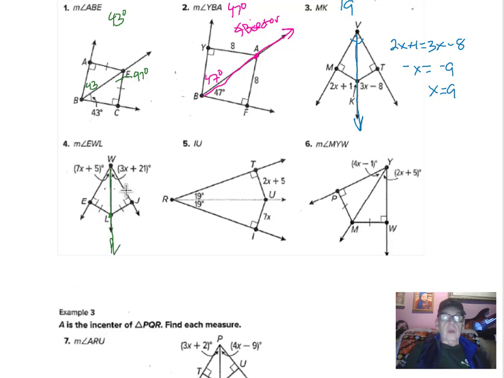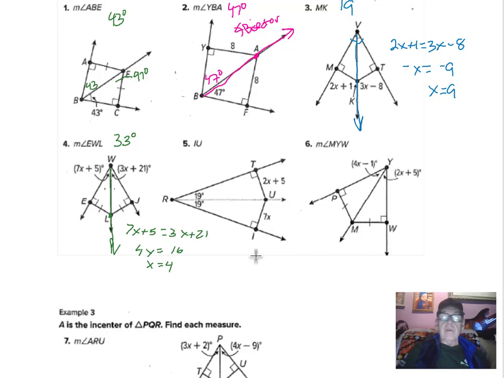So these two angles are going to be equal to each other, and we can set those expressions equal. So we have 7x plus 5 equals 3x plus 21. Take 5 away from both sides, take 3x away from both sides. We get 4x is equal to 16, or x is equal to 4. That wants us to find the measure of EWL. EWL is this angle right here. We have 7 times 4 plus 5. 7 times 4 is 28, plus 5 makes 33. So it's going to be 33 degrees.